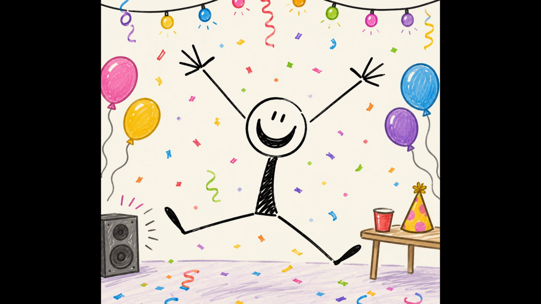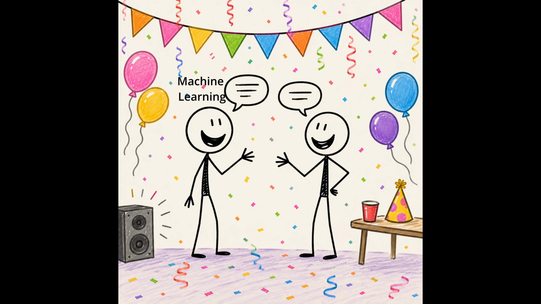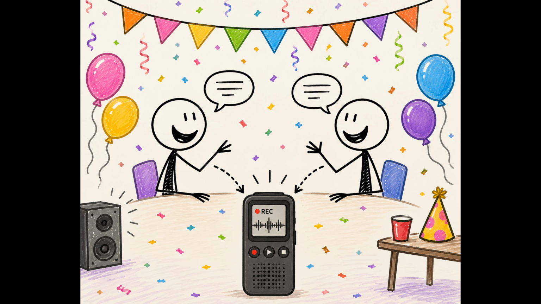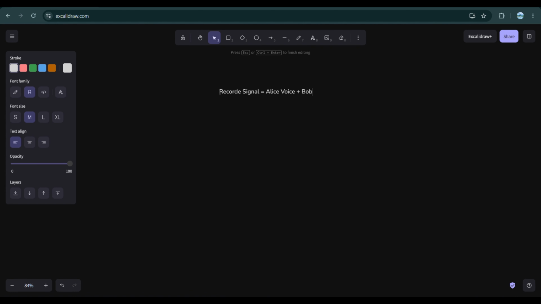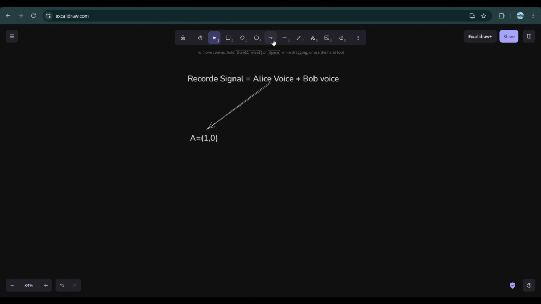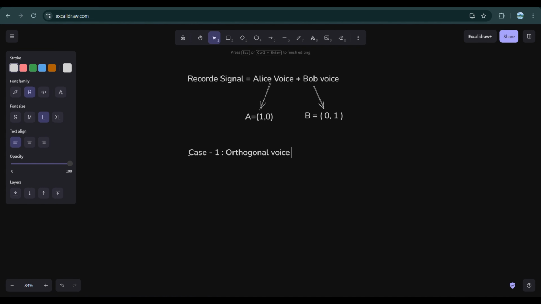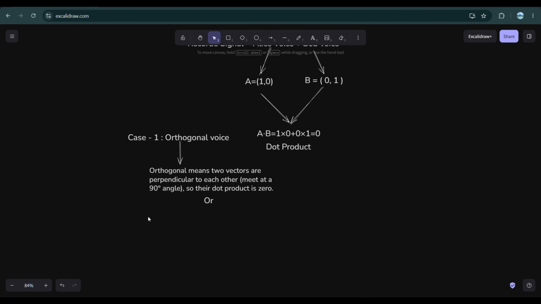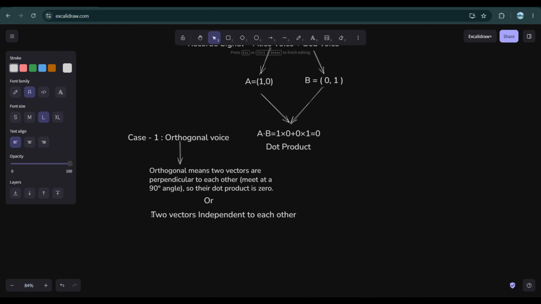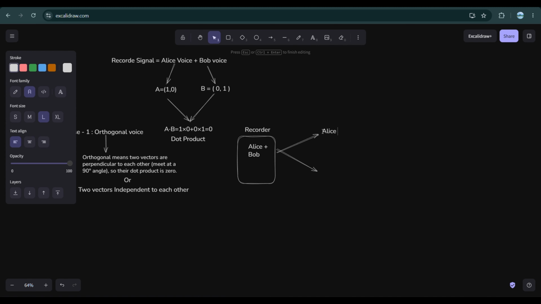Imagine you are at a party and there are two people speaking. Alice is talking about machine learning and Bob is talking about cricket. Your microphone records both voices mixed together. The recorded signal is equal to Alice's voice plus Bob's voice. Now suppose Alice's voice and Bob's voice are represented by two vectors. Case 1: their voices are orthogonal. Notice that the dot product of both vectors will be 0. Since they are completely independent, we can separate Alice's voice from Bob's almost perfectly. This is exactly what many signal processing algorithms try to achieve.